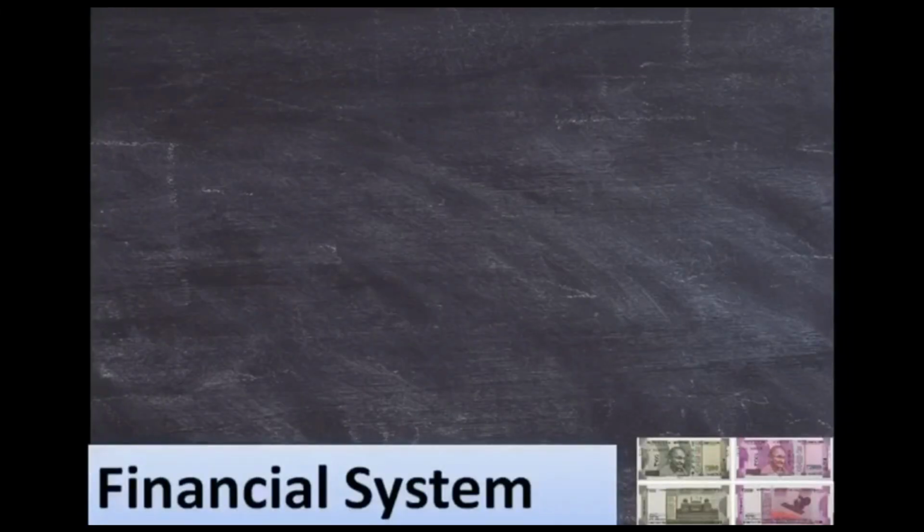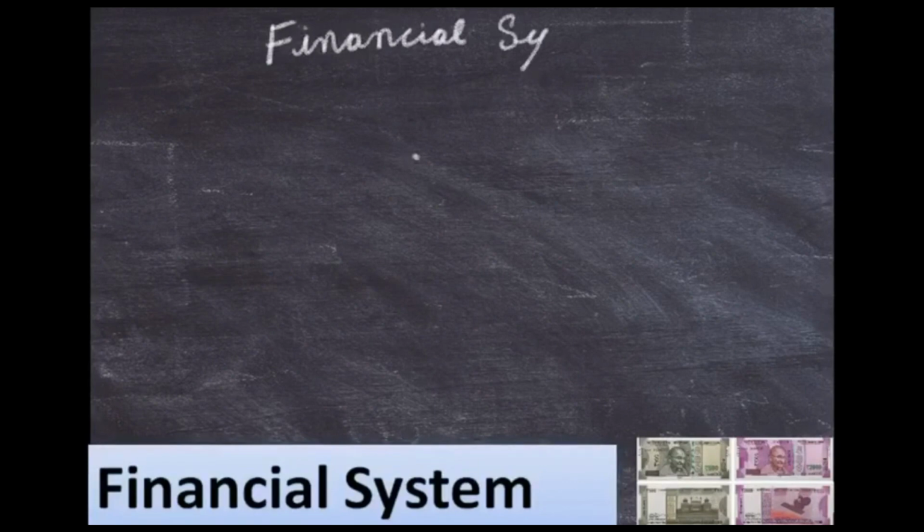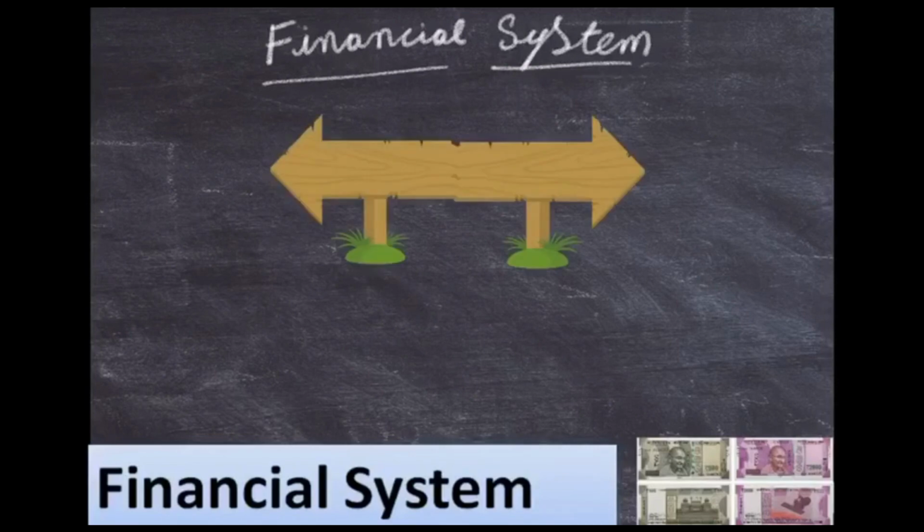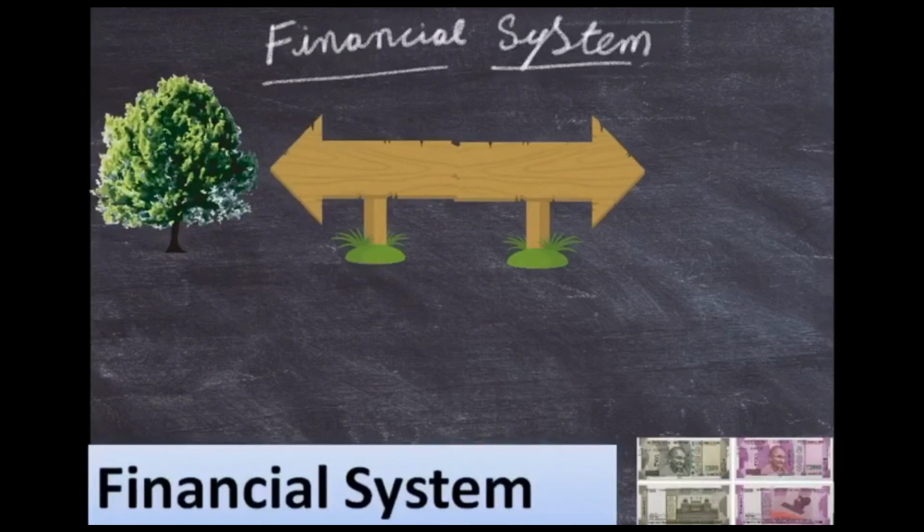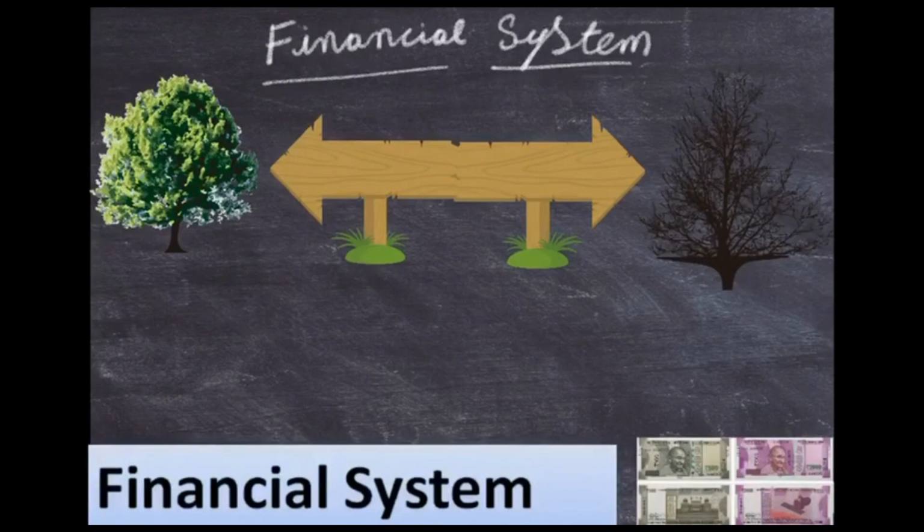So, before discussing the definition of bank, one has to clearly understand what is financial system. We discuss financial system first and then discuss the bank. Okay, financial system. So what is financial system? Simply, financial system means the liaison or link between surplus spending units and deficit spending units.